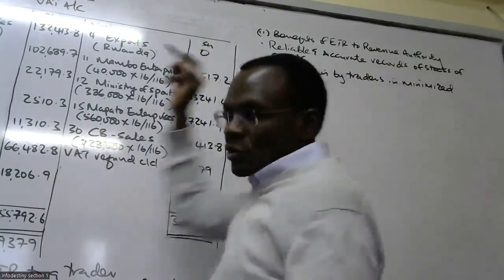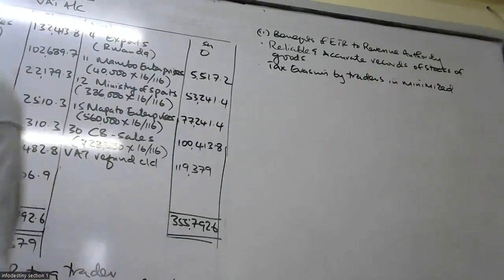Tax evasion by traders is minimized because of the accurate records. With manual records, you can change, you can alter, you can manipulate, but for ETR, the records are kept.